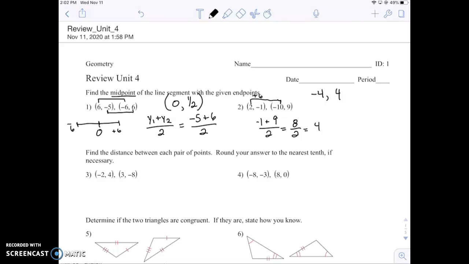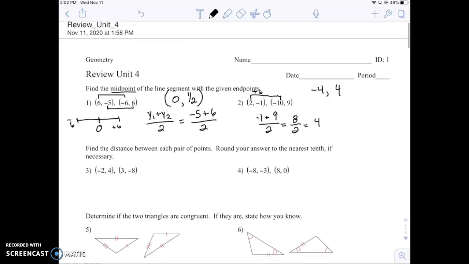For the distance, basically we want to find the slope first, and then put it in the distance formula, or you can do it all at once. So I'm going to show you both ways, okay? So first I'm going to find the slope, y2 minus y1 over x2 minus x1. We're pretty good with that. Okay, so that's the slope.